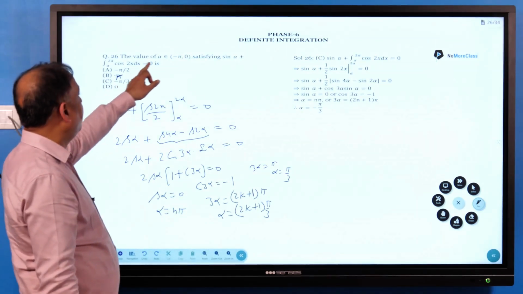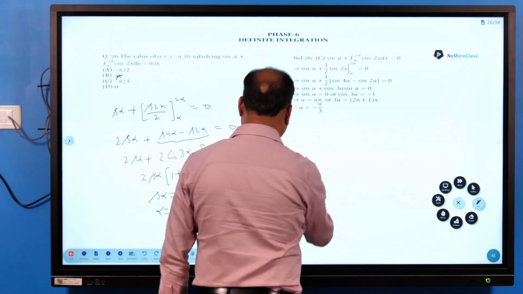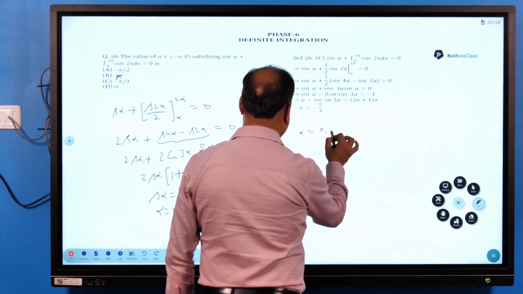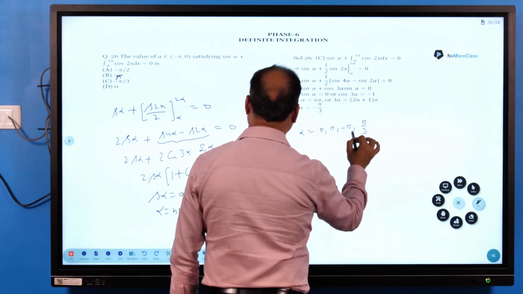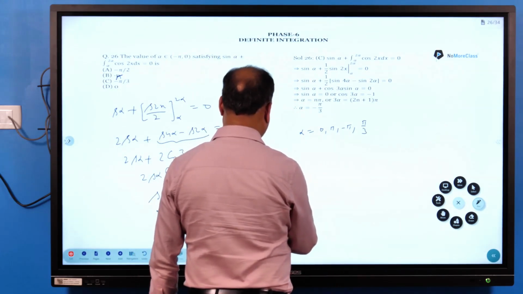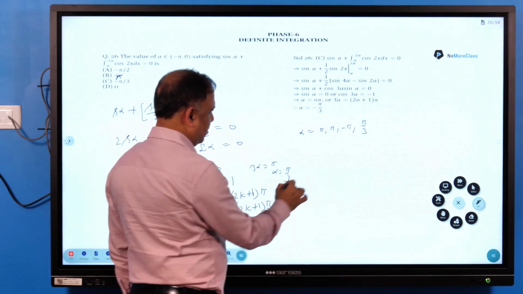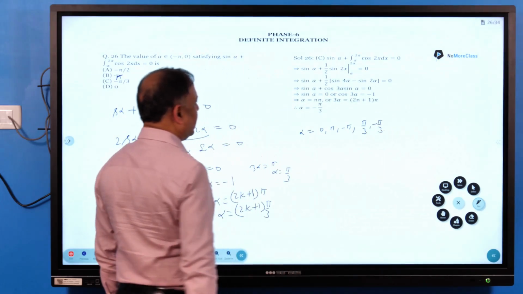Achha, the value of alpha between minus pi to 0. So what can be solutions of this? You can see alpha can be 0, pi, minus pi, pi by 3. If you take k is equal to minus 1, it will be minus pi by 3. So all these can be answers.